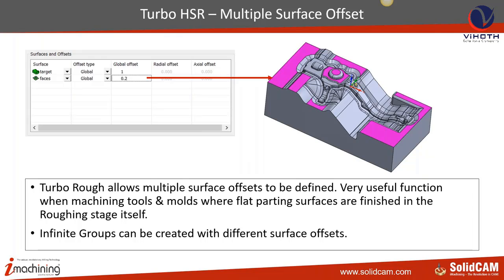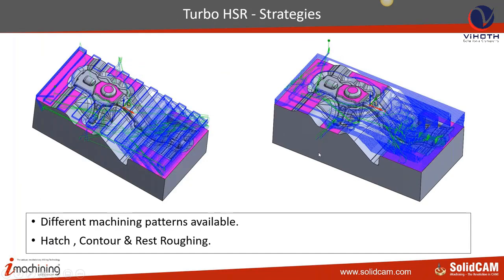This is very essential for mold and die makers, where they would like to keep very little stock on the parting surface, and for the part area they would like to have a bigger stock. Another highlight of Turbo HSR is strategies. We have the hatch, contour, and rest roughing. All three strategies are currently available to us in Turbo Rough.